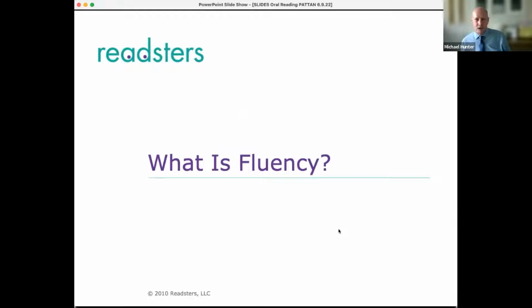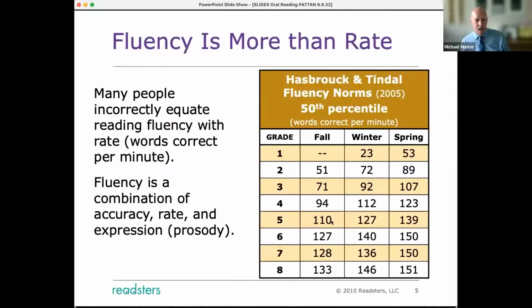So first question is, what is fluency? And I think you all have a pretty good grip on what fluency is, but I do want to just remind us that fluency is more than rate. Fluency is a combination of accuracy first, then rate, which is only reasonable rate. It's not fast as possible. And then finally, expression or prosody plays a role in fluency as well. So we can't just think about words correct per minute when we think about fluency.